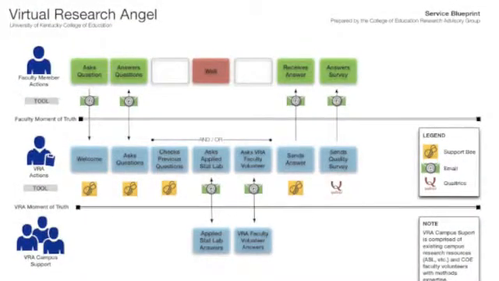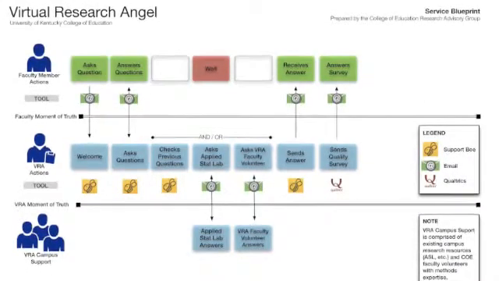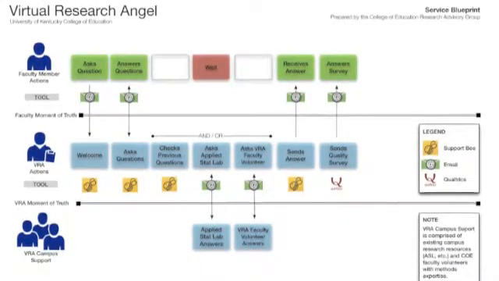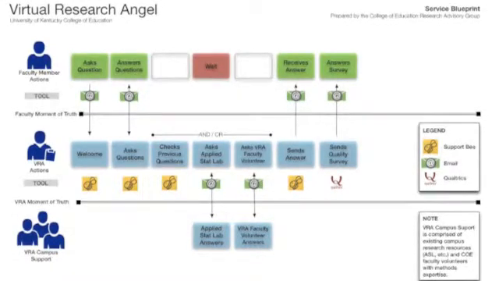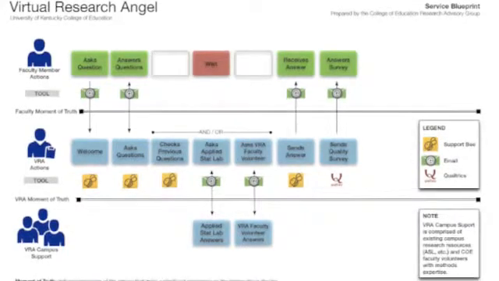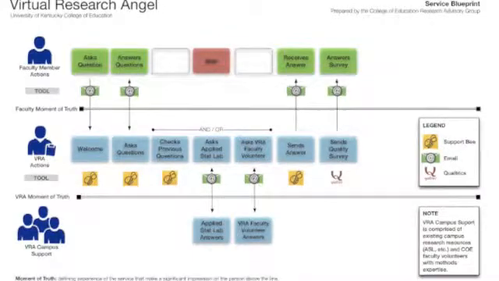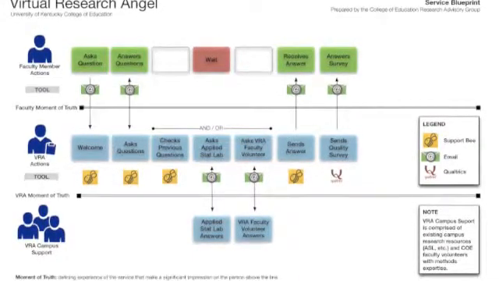So what do we have here? You have a placemat, basically. Actually, it is the service blueprint that we are going to use as a paper prototype to show to our faculty colleagues. And what you have in front of you is a diagram of how we think the virtual research angel service will work. Let me talk about a few things that you can keep in mind when you show this around to our colleagues.